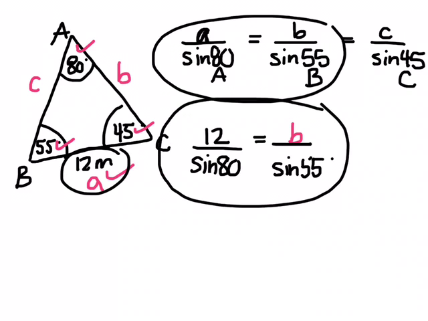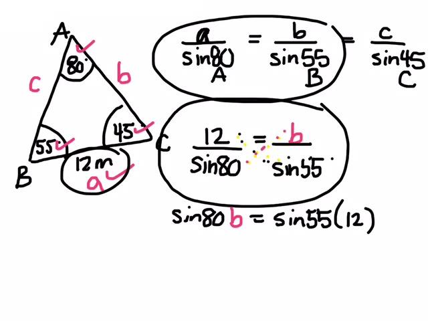I've just created a proportional statement. What can you do to solve for the unknown? What can we do to solve for B? How can I solve this? Similar to last chapter, we can cross multiply. So we'll do this one together. Sine 80 times B, so I'm going to write that as sine 80 B, is equal to sine 55 times 12. When you're punching this in on the calculator, make sure you punch in sine 55 multiplied by 12. I cannot multiply sine 80 times B, because I don't know what B is.